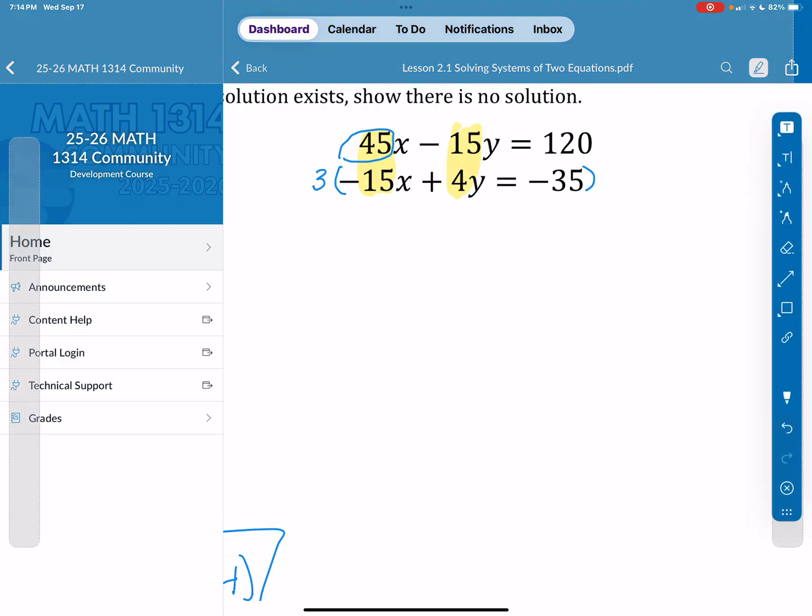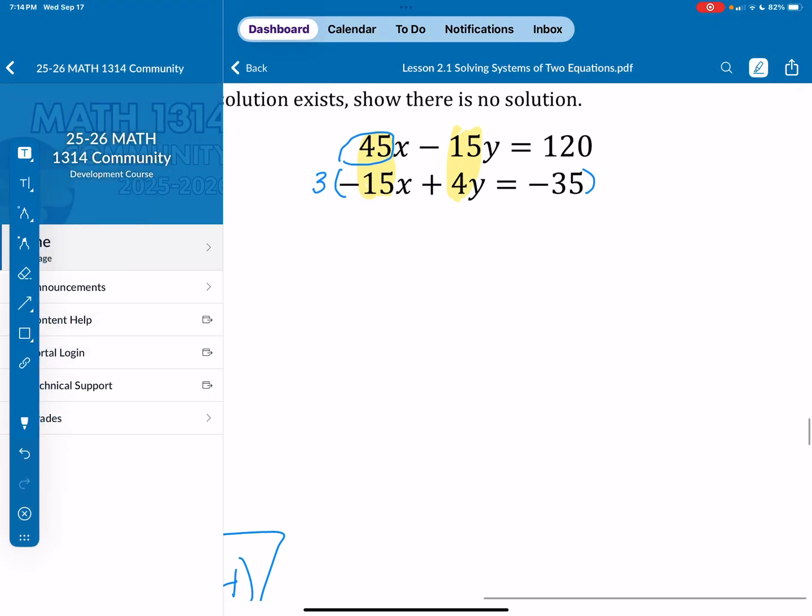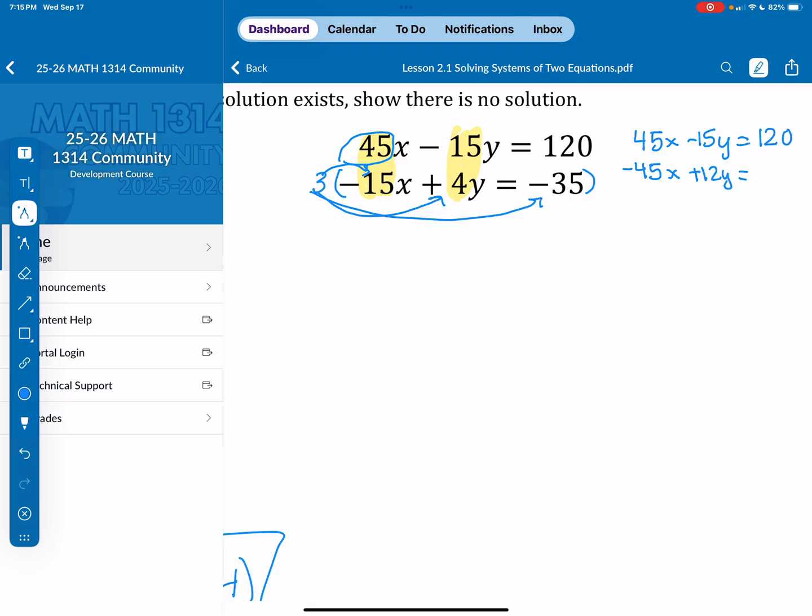Oops, hold on. There we go. It makes it easier if I have them right on top of each other when I'm adding them. So I get 45x minus 15y equals 120. I just rewrote that so I can put them on top. Now I'm going to distribute this 3 to everything. So I get negative 45x. 3 times 4y gives me 12y. And 3 times negative 35 gives me negative 105.